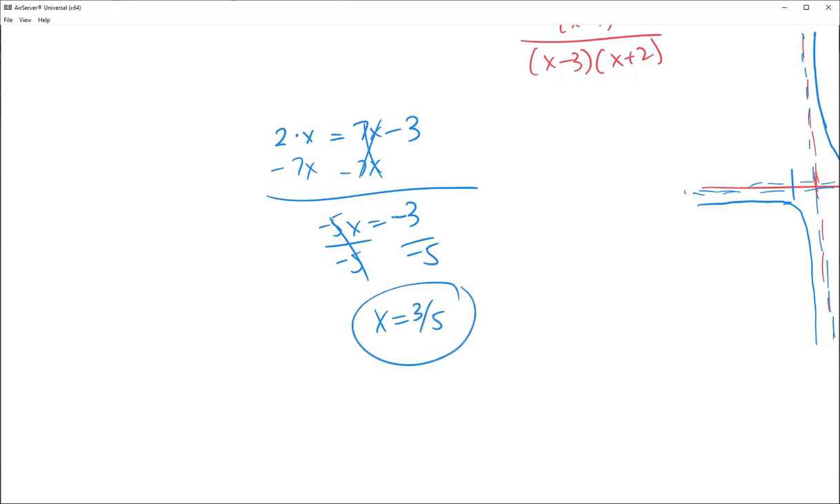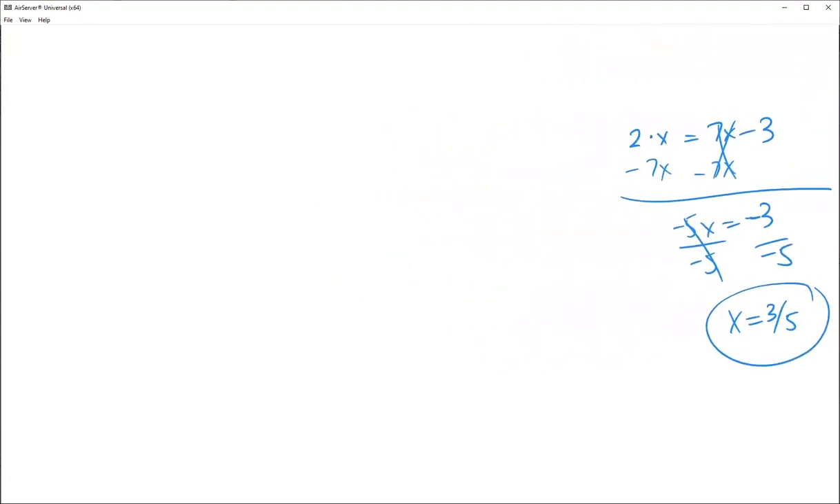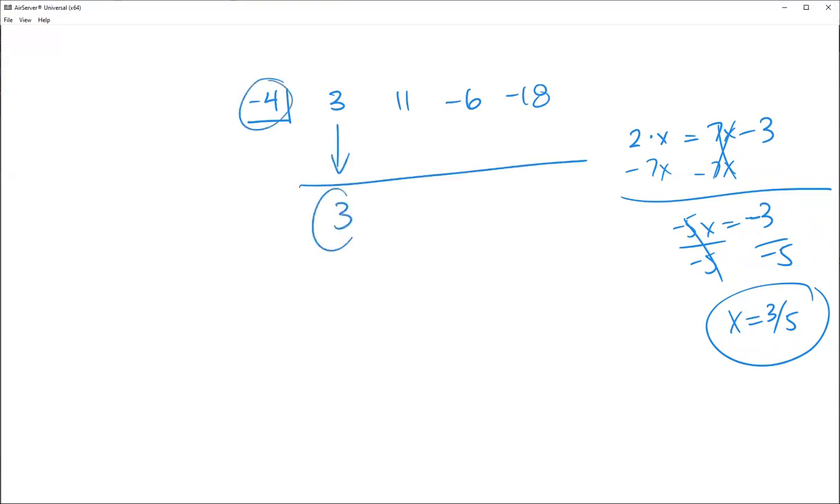Number 17, use synthetic division. Remember, you put the opposite sign, negative 4 of the divisor, and you put 3, 11, negative 6, and negative 18. Bring the first number down, that's 3. Multiply this number and this number, that's negative 12. Add these numbers, 11 plus negative 12 is negative 1.